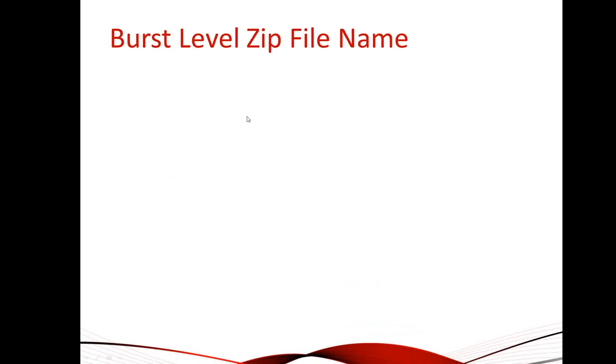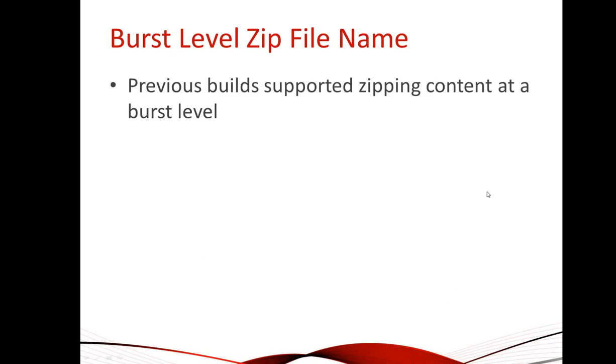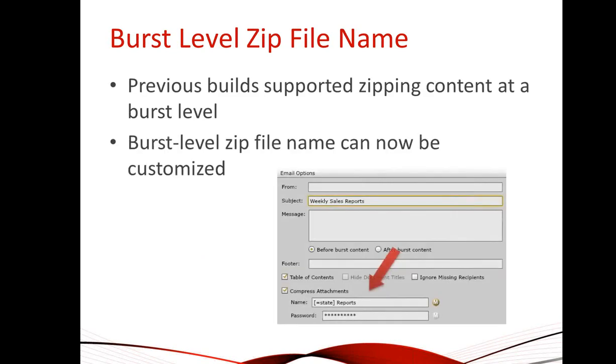This next one regards file compression at the burst level. As you may know, when you create a delivery in InfoBurst, you have the ability to optionally compress the output into a zip file and then optionally password protect it. That's at the delivery level. You've also had the ability to group at a burst level when delivering to email recipients.